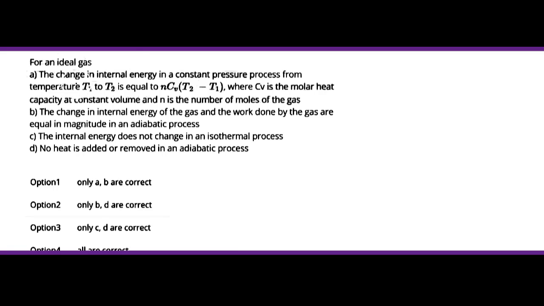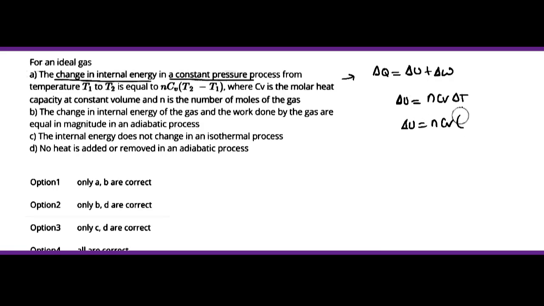So here we are talking about change in internal energy at constant pressure process. In a constant pressure process, whatever heat we supply will be used partly for increasing internal energy and partly to do work. But the delta U value will be equal to nCv delta T. So delta T means change in temperature. If the change in temperature is positive, delta U is positive, otherwise negative. Change in temperature means final temperature minus initial temperature. Therefore, the change in internal energy is equal to nCv into (T2 minus T1).